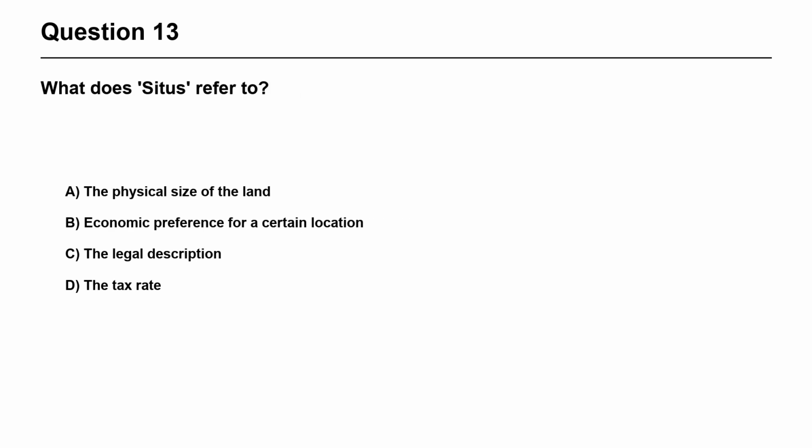Question 13. What does situs refer to? A, the physical size of the land. B, economic preference for a certain location. C, the legal description. Or D, the tax rate. The correct answer is B, economic preference for a certain location. Situs is the economic characteristic of location preference.